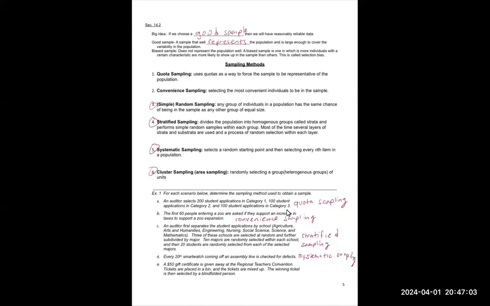is a $50 gift card given away at the regional teachers convention. Tickets are placed in a bin and the tickets are mixed up. The winning ticket is selected by a blindfolded person. So they put everybody's names in, then they mix it up. Everybody has an equal chance of getting chosen for this gift certificate. So this is simple random sampling.